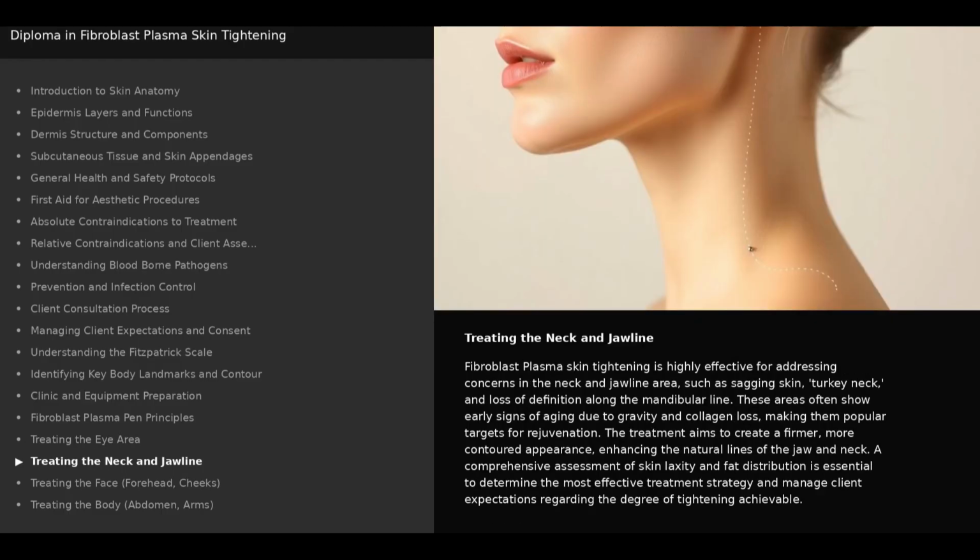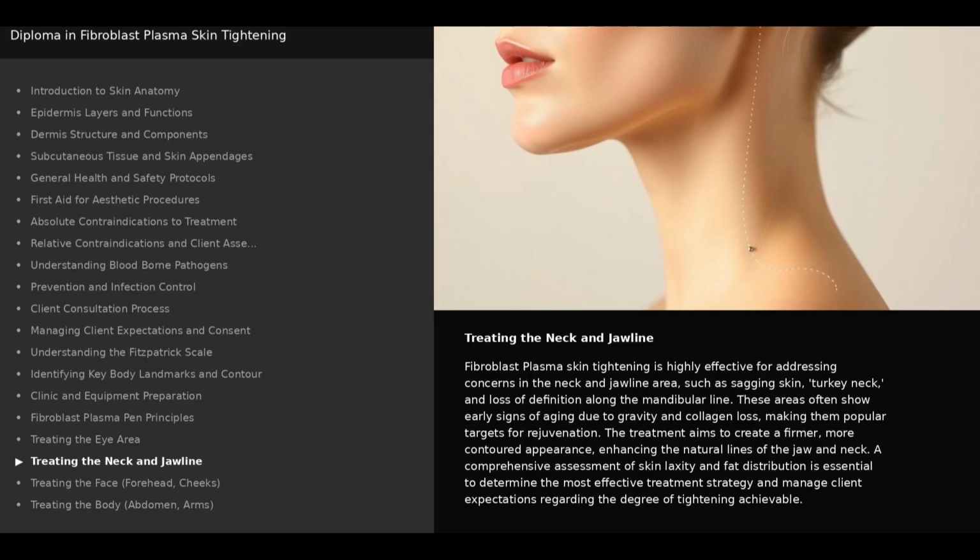Treating the neck and jawline. Fibroblast plasma skin tightening is highly effective for addressing concerns in the neck and jawline area, such as sagging skin, turkey neck, and loss of definition along the mandibular line. These areas often show early signs of aging due to gravity and collagen loss, making them popular targets for rejuvenation. The treatment aims to create a firmer, more contoured appearance, enhancing the natural lines of the jaw and neck.